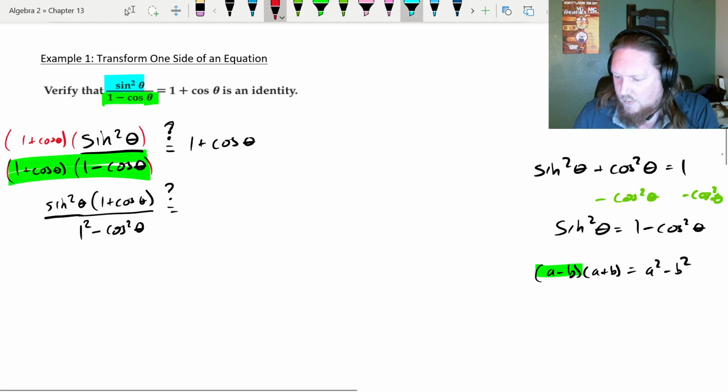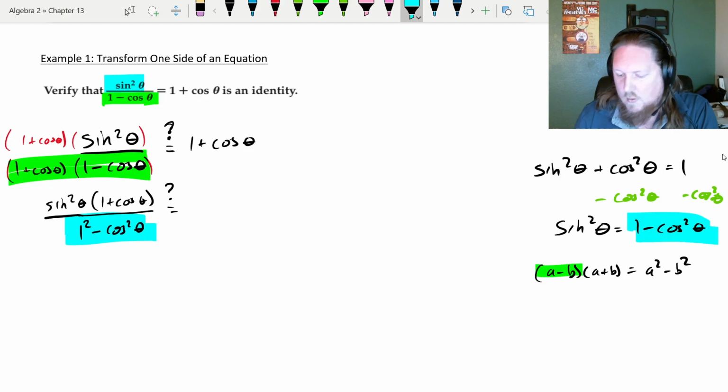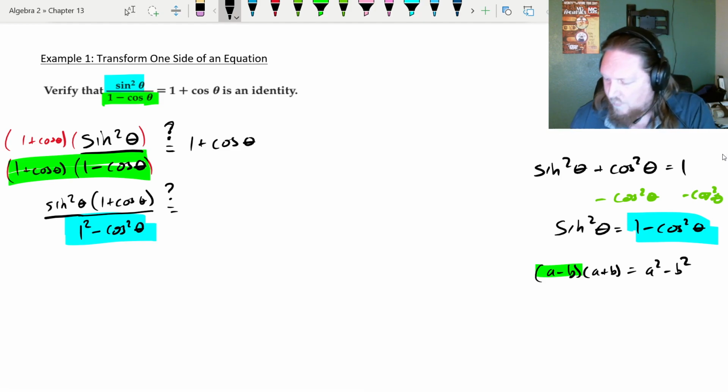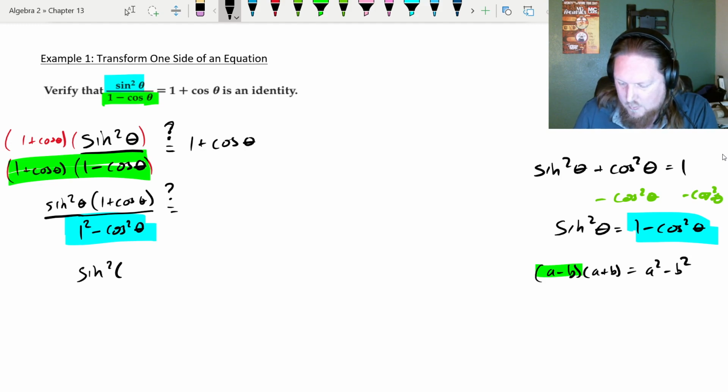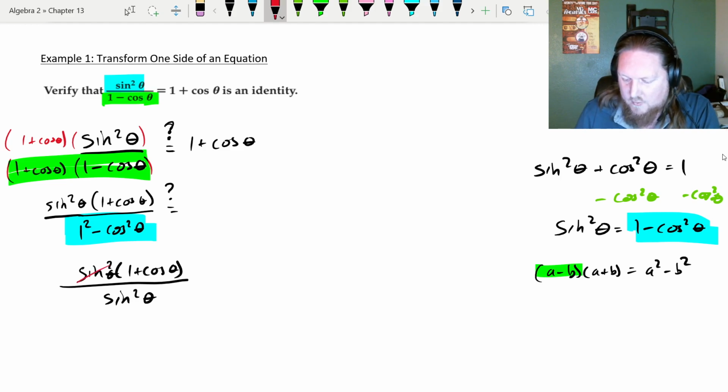And that is where the Pythagorean identity comes in. I say, oh, I got the one, because 1 squared is just 1. 1 minus cosine squared theta is the same as, there's just my numerator, I didn't do anything there. But the stuff highlighted in blue there is the same as sine squared theta. And look at that, I have a sine squared theta on the top and the bottom now. So it equals 1 plus cosine of theta.